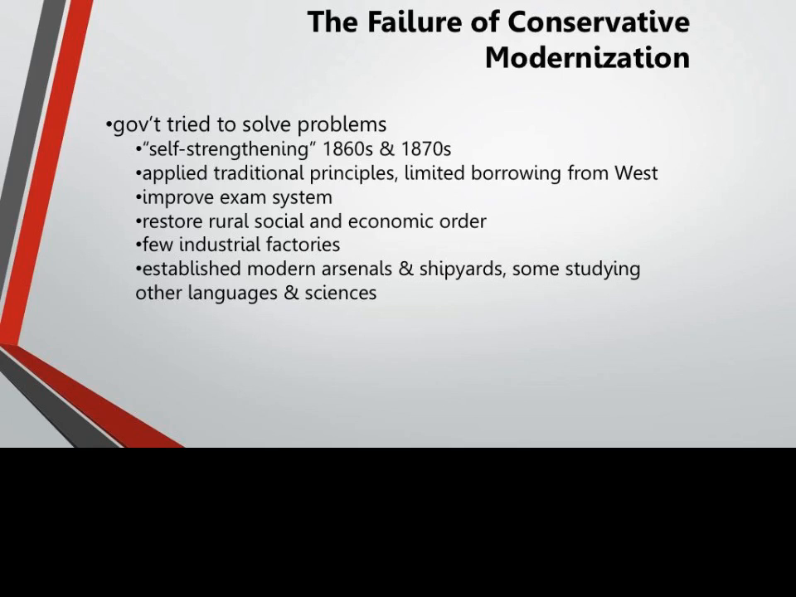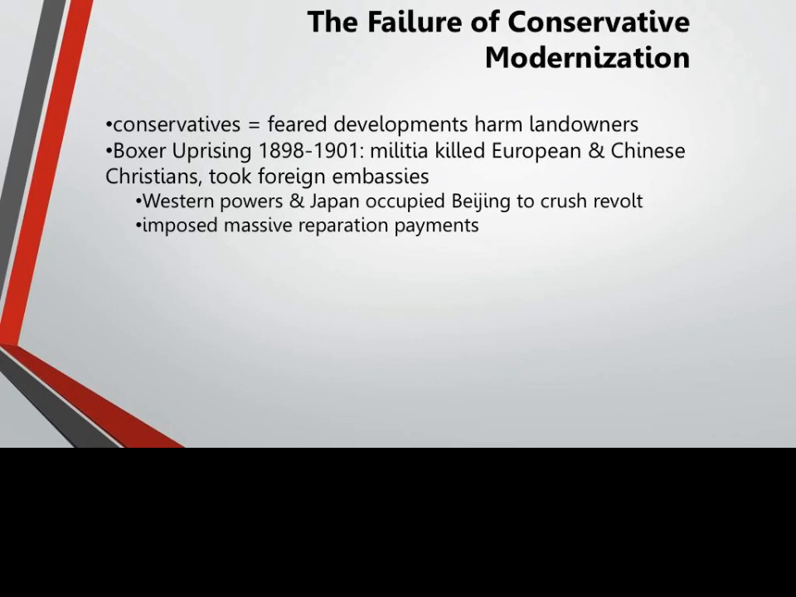There was a foundation of a few industrial factories, and they actually established some modern arsenals and shipyards, and even began to study some other languages and sciences. Now, the conservative leaders feared that this development would harm the landowning class. And that even led to the Boxer Rebellion, or the Boxer Uprising, in 1898 that lasted to 1901. There were militia organizations that killed many Europeans and Chinese Christians. They even besieged the foreign embassies in Beijing.